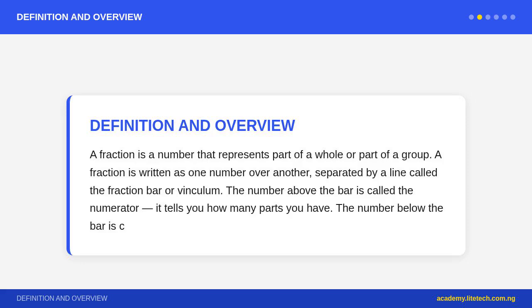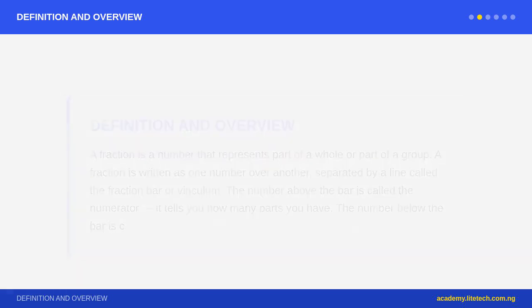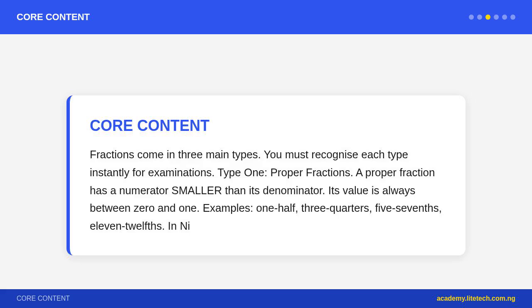Fractions come in 3 main types. You must recognize each type instantly for examinations. Type 1, proper fractions. A proper fraction has a numerator smaller than its denominator. Its value is always between 0 and 1. Examples: 1/2, 3/4, 5/7, 11/12. In Nigerian cooking, a recipe might call for 3/4 of a cup of groundnut oil. 3/4 is a proper fraction.